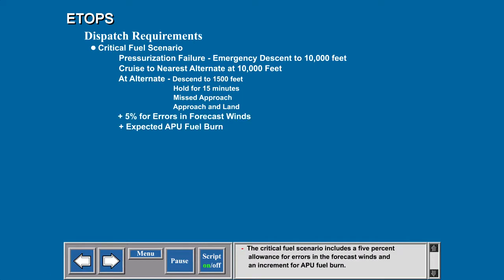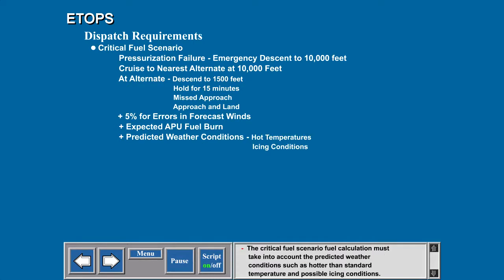The critical fuel scenario includes a 5% allowance for errors in the forecast winds and an increment for APU fuel burn. The critical fuel scenario fuel calculation must take into account the predicted weather conditions, such as hotter than standard temperatures and possible icing conditions. The calculated critical fuel must be increased to account for any performance deterioration. If the airline does not track deterioration, a 5% allowance must be used.